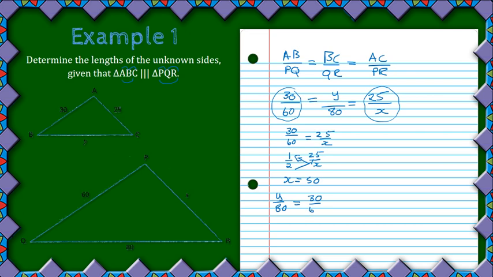So once again, Y over 80 is equal to 1 over 2. If I take the 80 up, this becomes Y equal to 80 over 2, which is equal to 40. So Y is equal to 40.